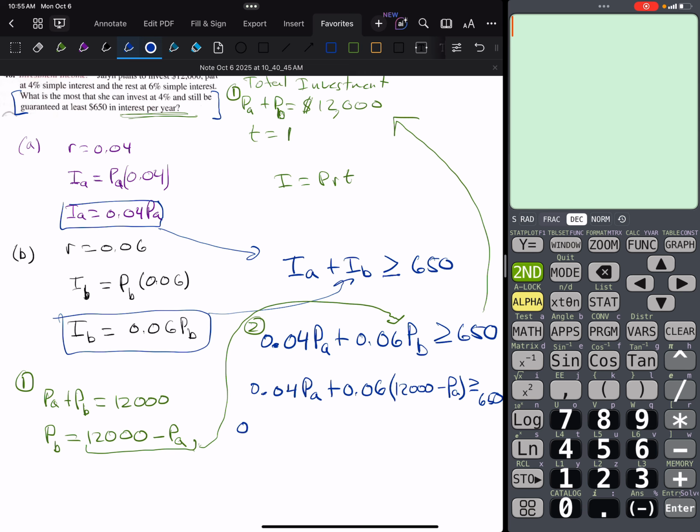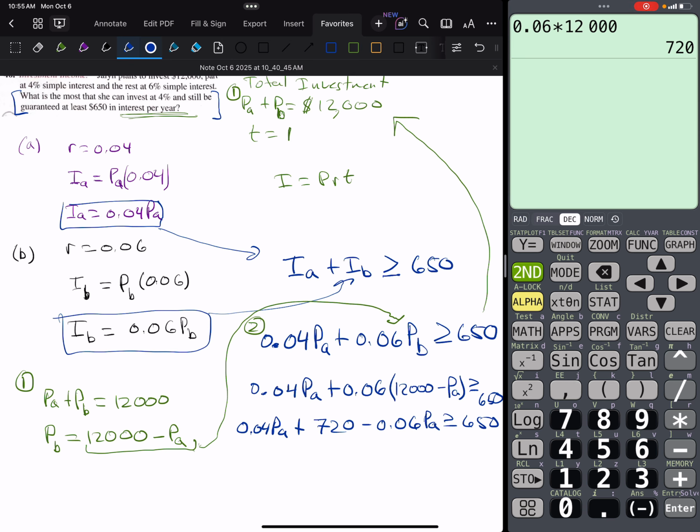0.04 PA. Can't do anything with that yet. But we can start to do stuff with this. So my 0.06 times my 12,000 should give me a number. Yes, gives me a much smaller number, which makes me happy because it should be a much smaller number. 720 minus my 0.06 PA greater than or equal to 650.